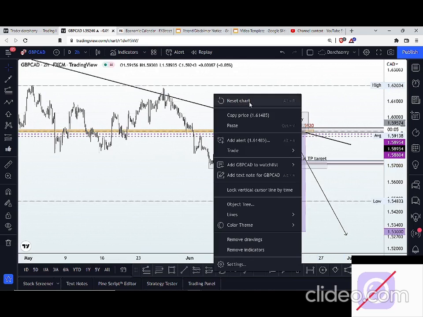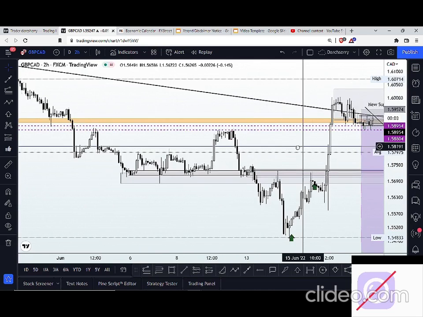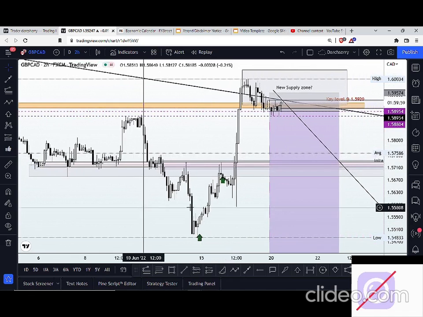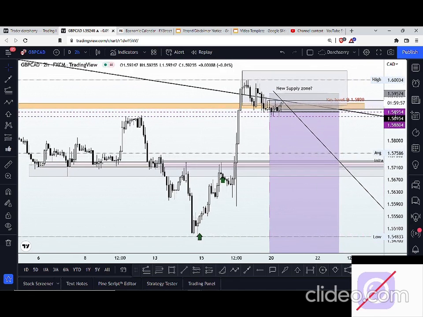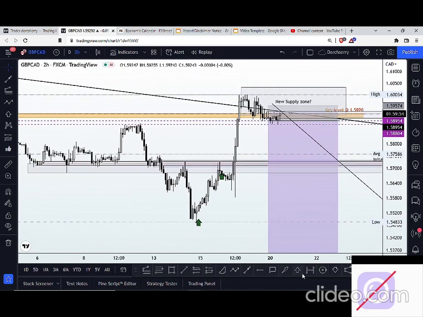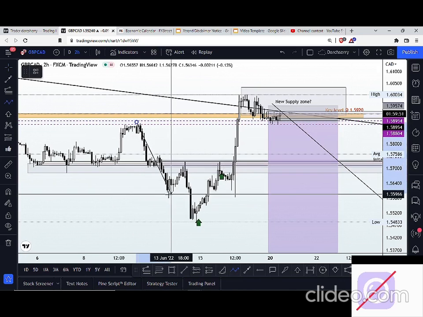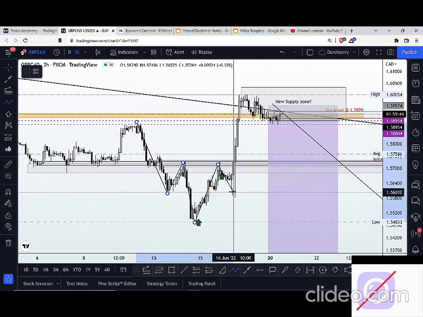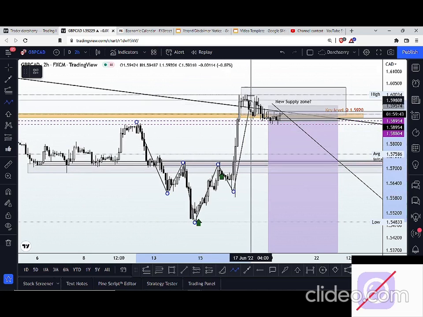This is a long-term perspective anyways. However, we're only looking for opportunities for this week. One thing I want us to see here is that there is a structure that looks like an inverse head and shoulders pattern. You see, we have the left shoulder, we have the head, and then we have the right shoulder before we saw that breakout of structure.